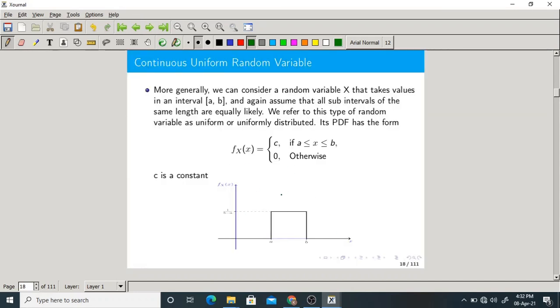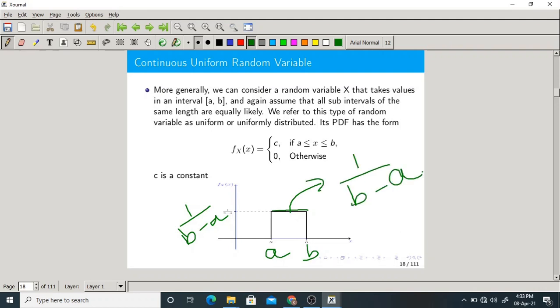Now this is the graph of the PDF of the uniform random variable. It is not that clear, but this is A, this is B, this is 1 by B minus A. Why is it called uniform? Because it is the same for all values between A and B. It is uniform. What is the value? 1 by B minus A.